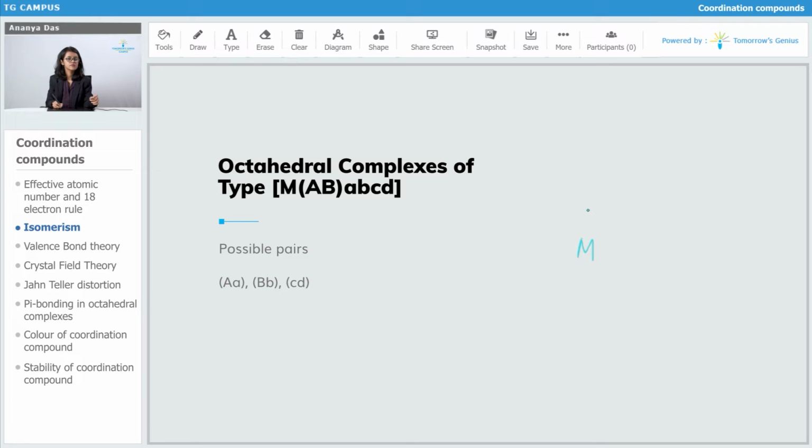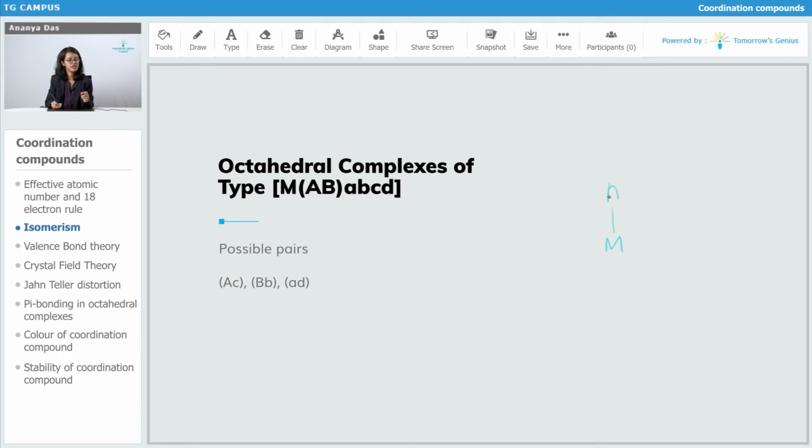So A is trans to A, B is trans to B, C is trans to D. Now this is also optically active. Okay, so there are no trans pairs getting repeated and no same ligands present trans to each other. So this is optically active. So this is the first possible pair.